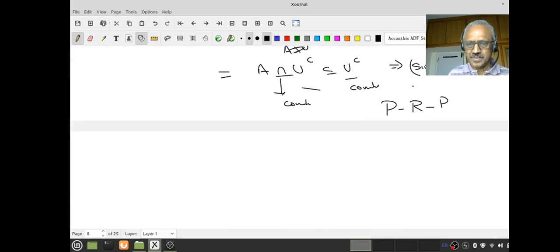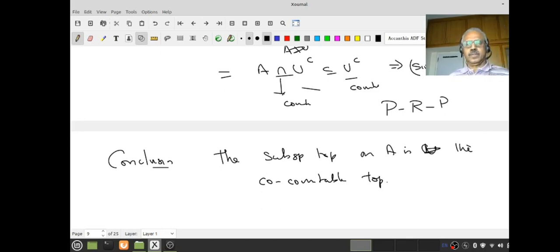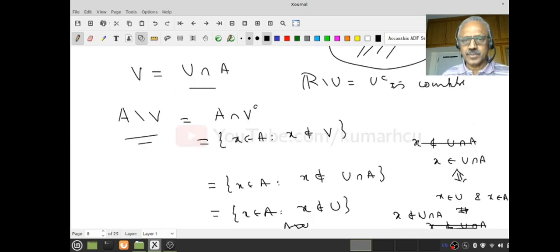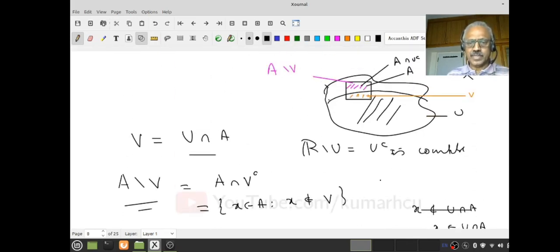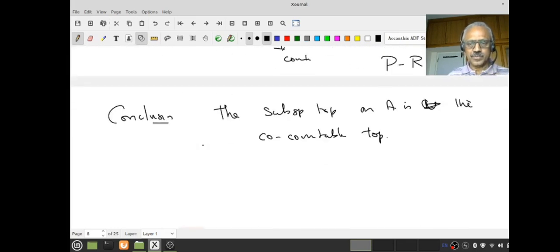Do you understand? So what is your conclusion? The subspace topology on A is again the co-countable topology. Because if B is open, we found that B complement in A, that is A difference B. Remember, B is already a subset of A. Understand? B is already a subset of A, right? Therefore, B complement in A, that is A difference B, is countable. Therefore, it's a co-countable topology.